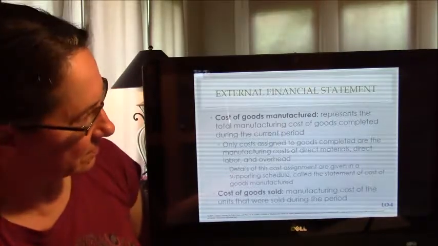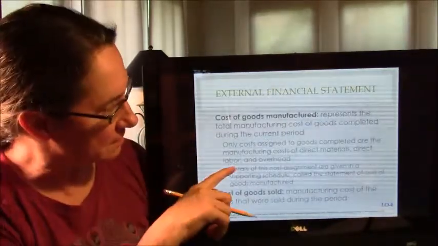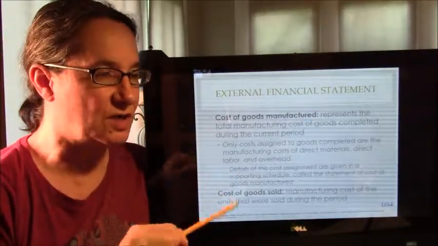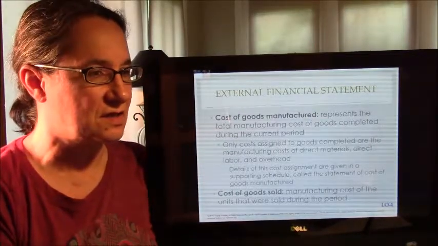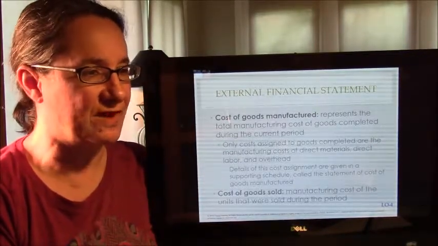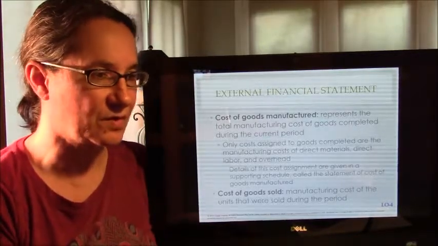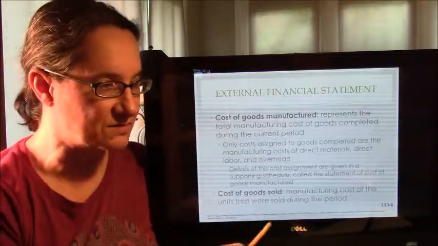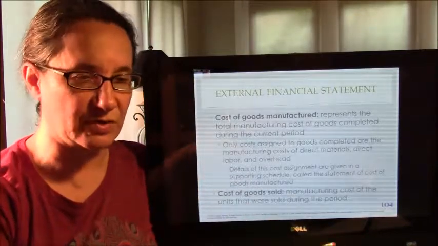All right. So, cost of goods manufactured is the total cost. Only costs assigned to goods completed are manufacturing costs of materials, labor, and overhead. So these details get reported out. Then the cost of goods sold are the manufacturing costs of the units that were sold during the period.